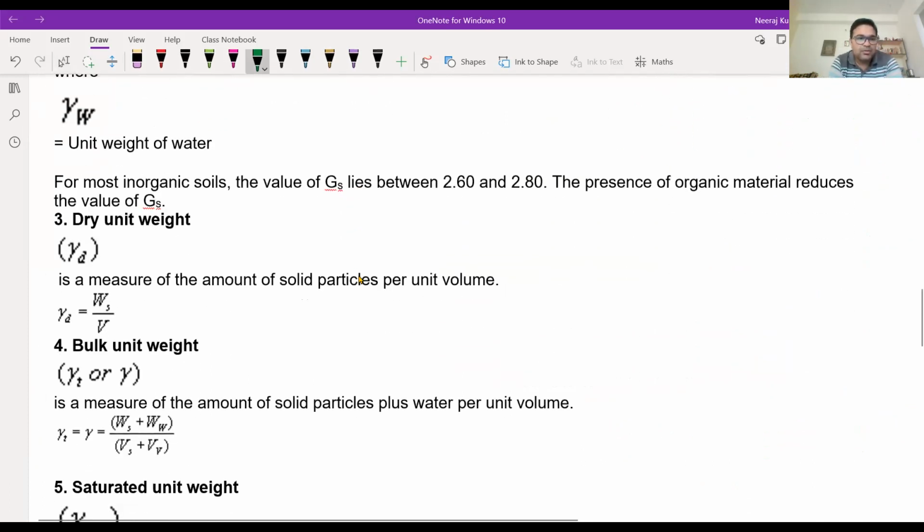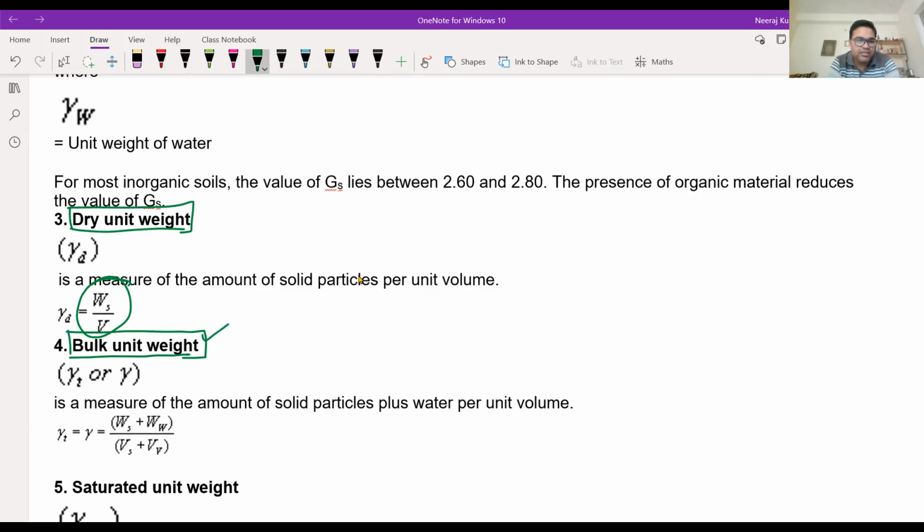So here, if we have dry soil, we can find out the dry unit weight of the soil. So dry unit weight of soil will be weight of solid to the total volume of the solid. Similarly, if we want to find out bulk unit weight, bulk unit weight is basically for the soil which has water and air in it. So in that case, we can find out bulk unit weight also.